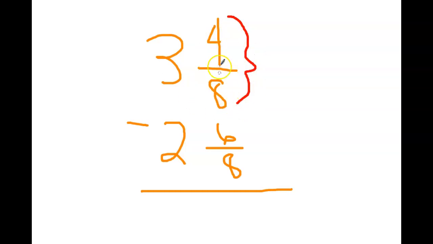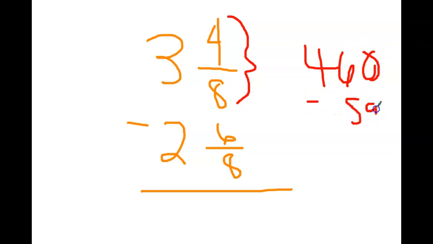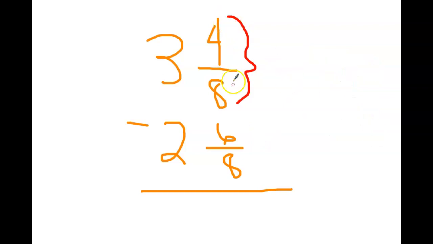our top fraction is smaller than our bottom fraction, right? So this is where regrouping comes in. Just like when we do subtract, and we have like 460 minus 59, right? You know you can't do 0 minus 9, so you go over to the 6 and take 10 away. So that's the same thing we're about to do here. So we have 4/8 minus 6/8.